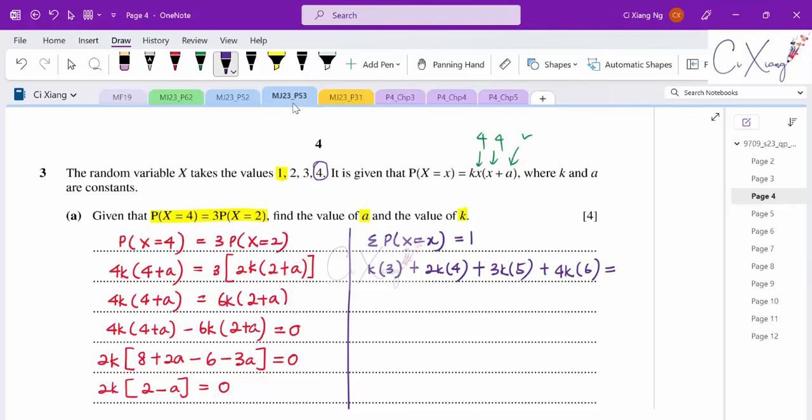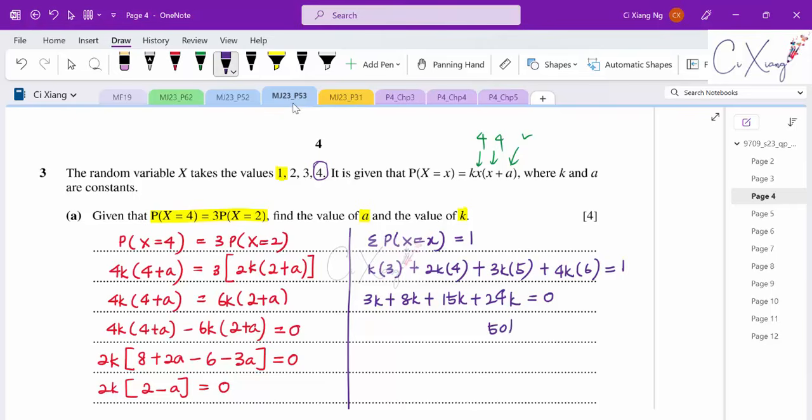And it is equal to 1 basically. So I try to add up all the k together. So 3 plus 8 plus 15, then plus 24. Okay, it is equal to 0.